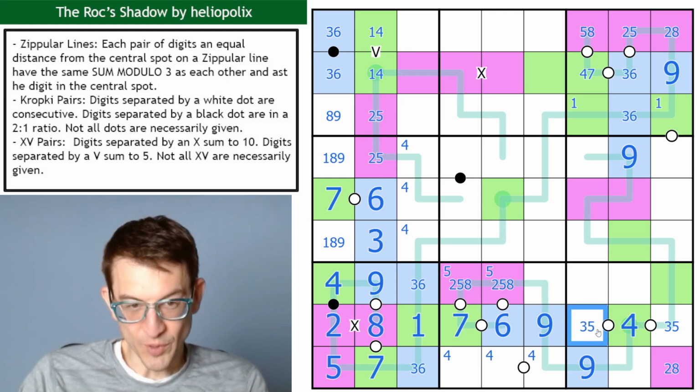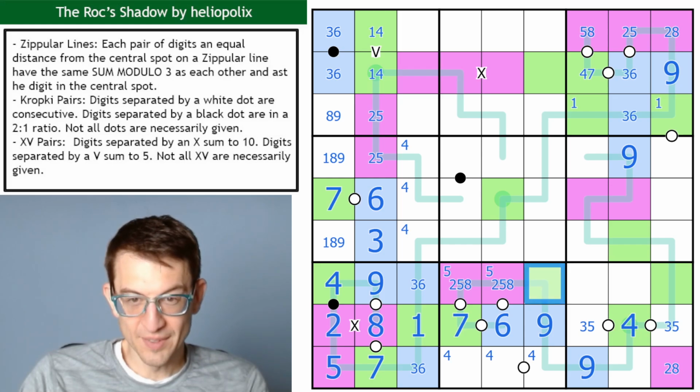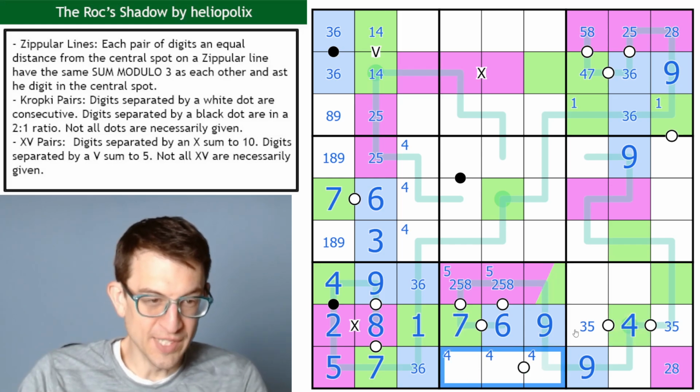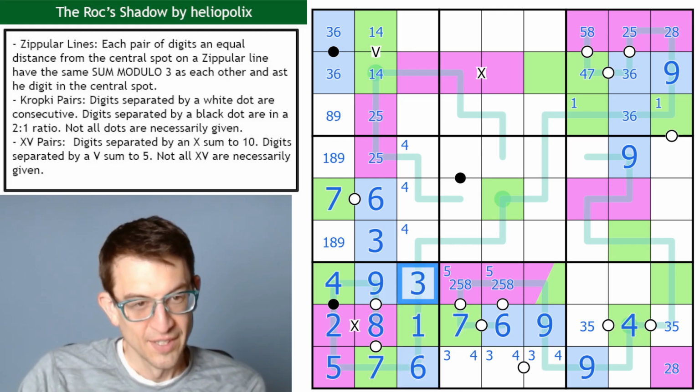So this is 3 or 5, which is 0 or 2. This is 1 or 2. It's not a 3 then. This is green or pink. So 3 is down here. This is probably a 3 per pair, but at least I get a 6 here. That's a 3.